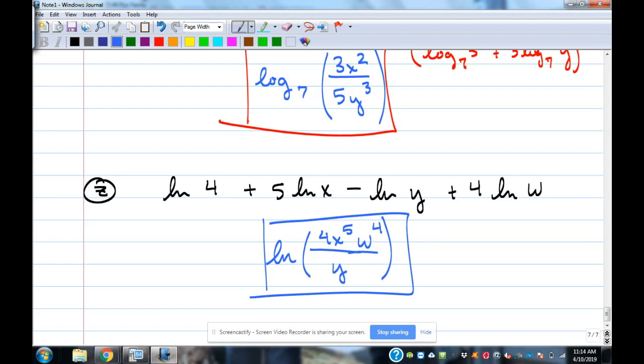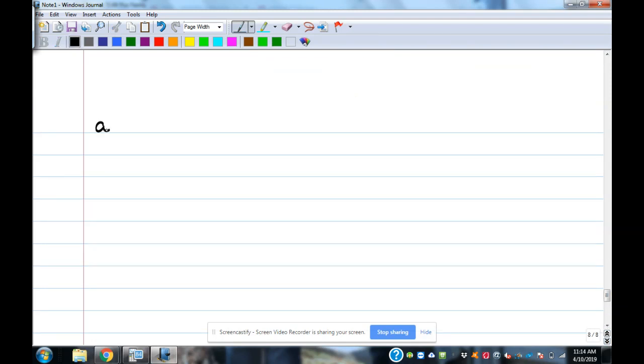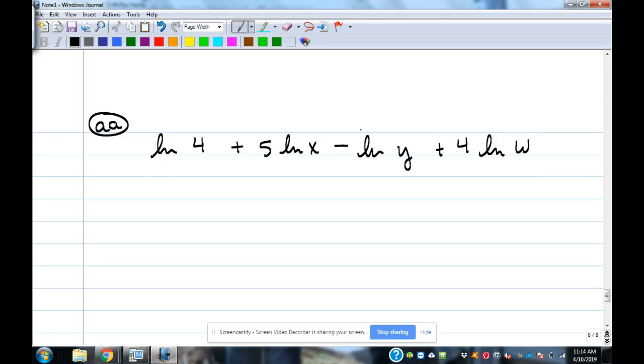They can get you with those, especially when you have a couple of them in a row like that. And if they don't put parentheses in there, it's a very different problem. So our next example, we'll call it AA, is the same problem, but I'm going to put parentheses in it. So exact same setup, except it's got parentheses in it.